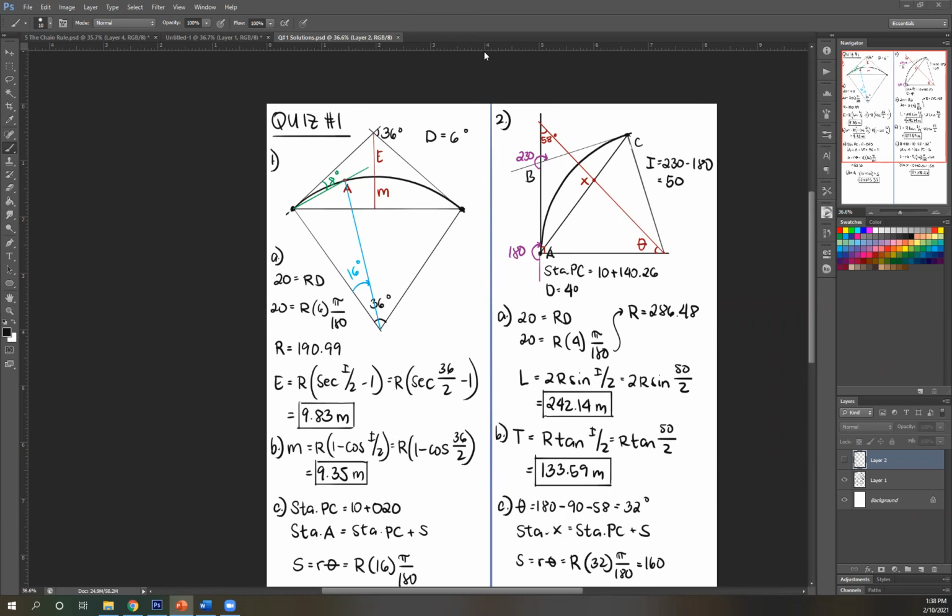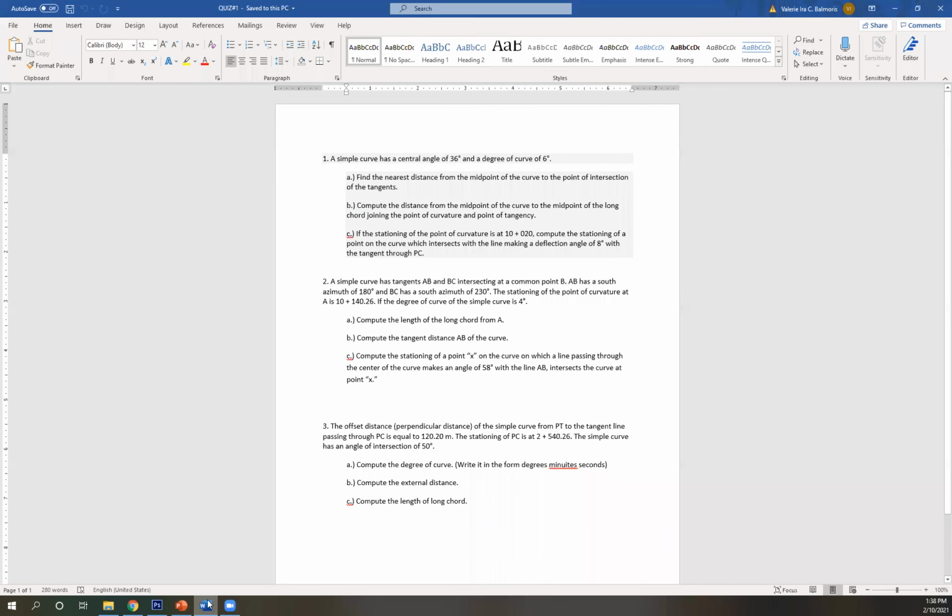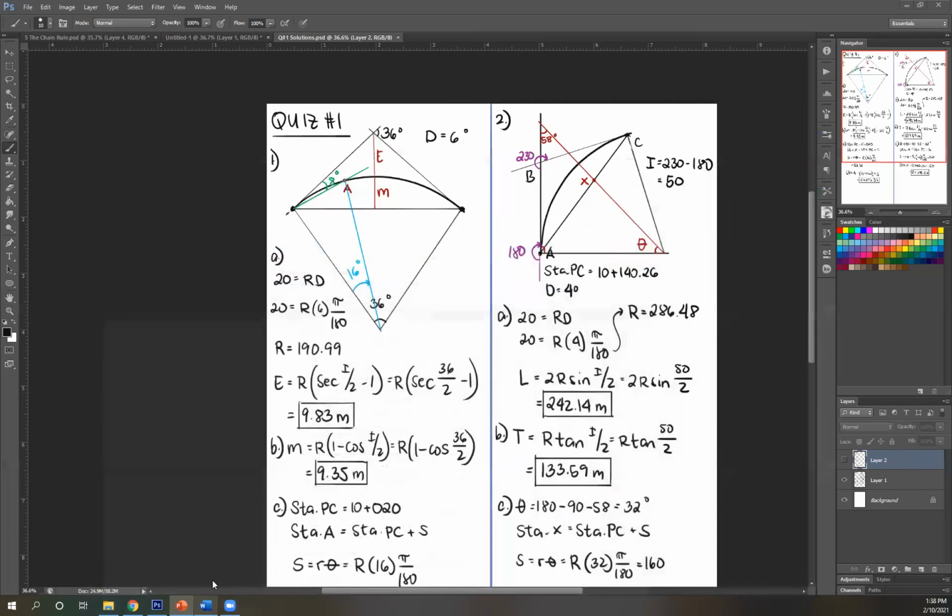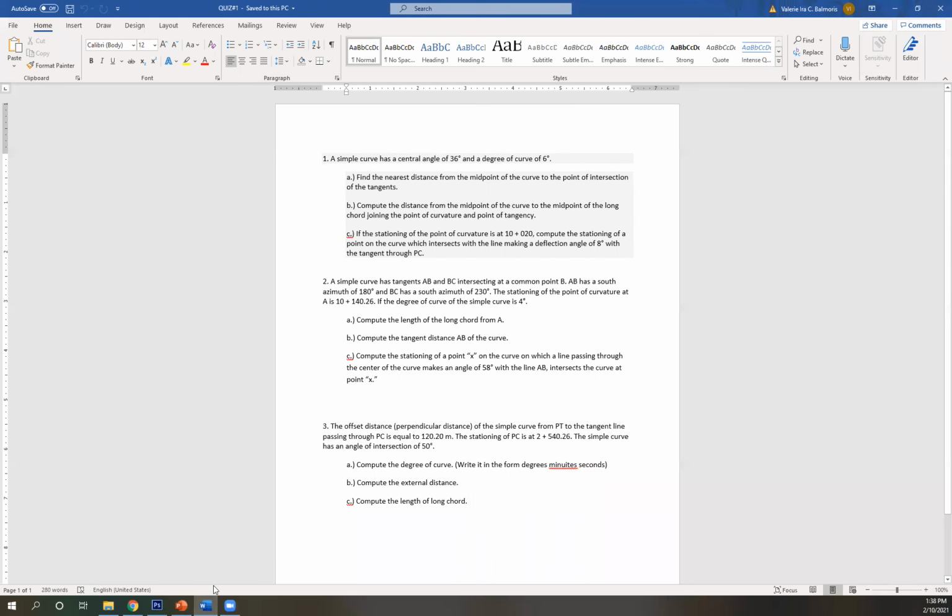So to repeat, this is quiz 1, number 1. We have a simple curve, central angle 36, degree of curve 6. So central angle, that's this angle, 36, degree of curve 6. Also, that central angle is your point of intersection, or angle of intersection, 36 as well. For letter A, we're looking for the distance from the midpoint of the curve to the point of intersection of tangents.